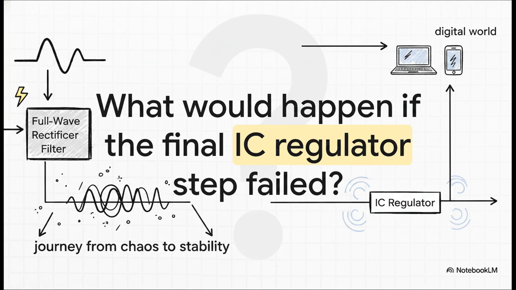But think about this. What would happen to your phone if that final IC regulator step just failed? You know, while that last regulator provides the delicate finishing touch, it couldn't even begin to do its job without the heavy lifting from the rectifier and the filter that we just walked through. Together, they perform this amazing conversion that literally powers our entire digital world. It's this elegant journey from chaos to stability that happens billions of times a day inside every single charger and device we use, totally hidden from view.